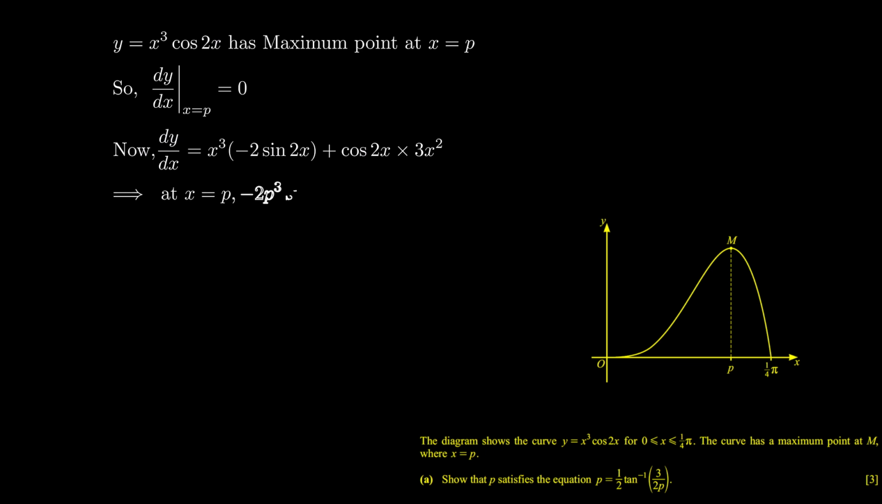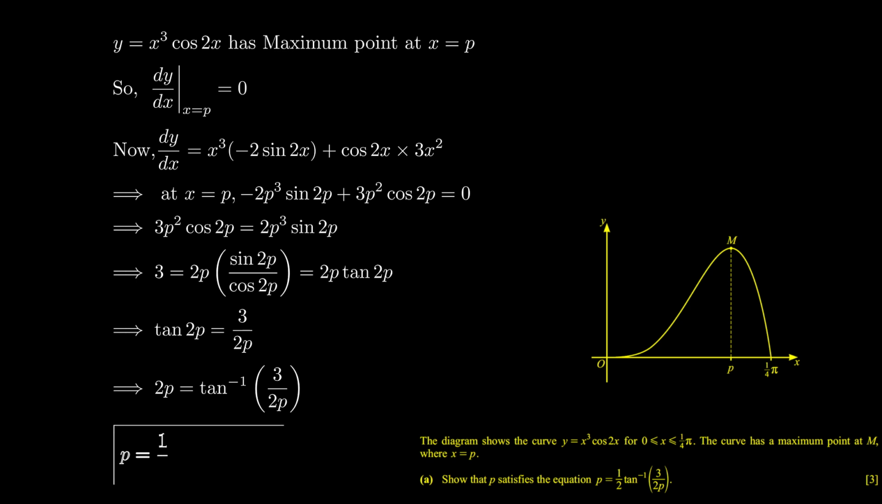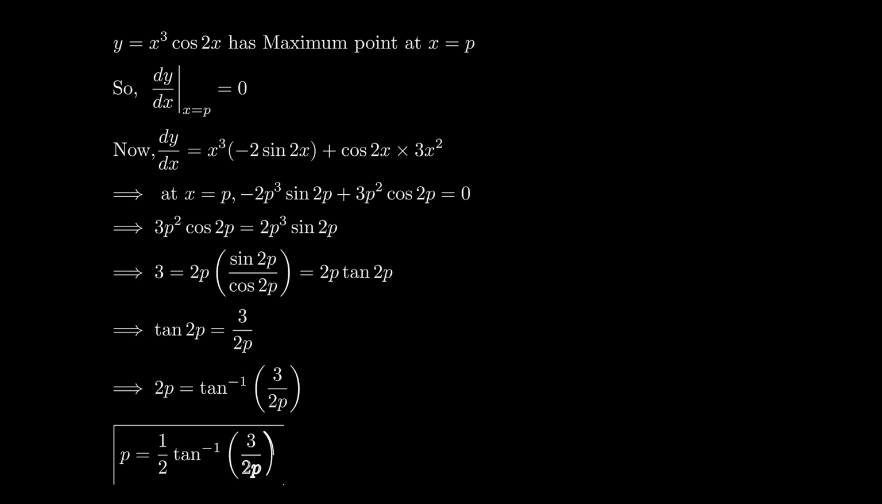So at x equals p, negative 2p cubed sine 2p plus 3p squared cosine 2p is 0, which can be rewritten as 3p squared cosine 2p equals 2p cubed sine 2p, which is, after cancelling p squared from both sides, we get 3 equals 2p times sine 2p over cosine 2p, which makes it 2p tan 2p, and from here we get tan 2p equals 3 over 2p, which means the angle 2p becomes tan inverse of 3 over 2p, from which we get our final answer, which we need to show, that is p equals half times tan inverse 3 over 2p. I hope it is clear. Let's discuss the next part.